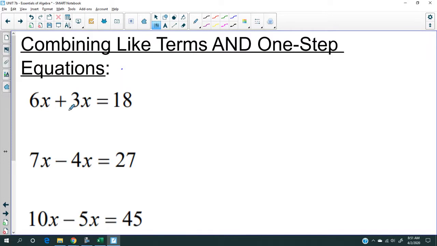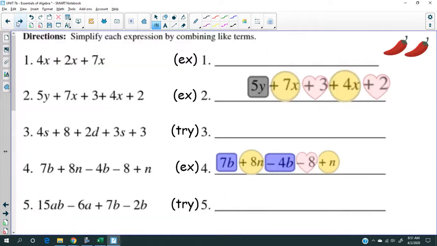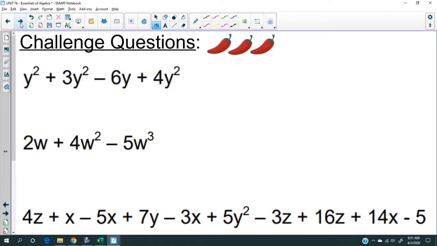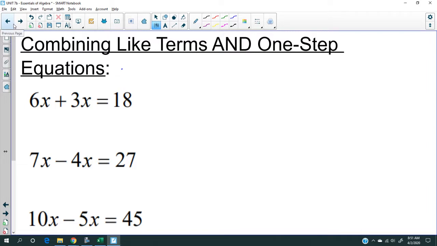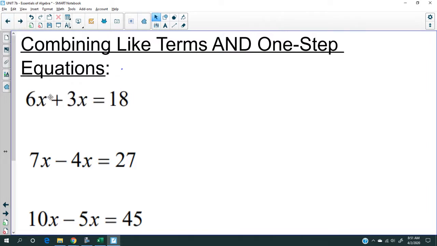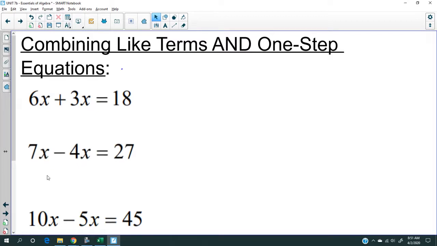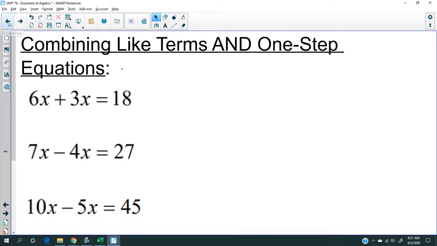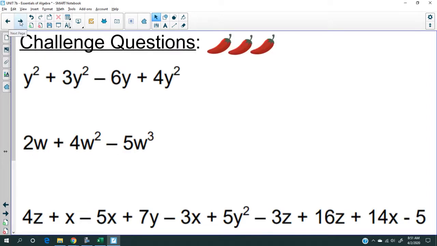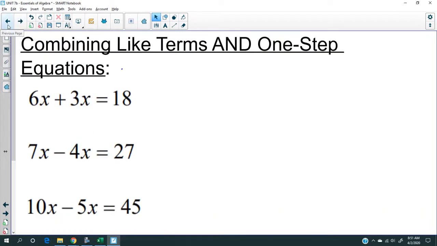Now, how are these three questions different from anything you've seen so far this week? Compare this with this. How are they different? Let me bring this up a little higher. Again, how does this compare to this? Yeah, there's an equal sign. So in other words, you're not just combining like terms anymore. There's an equation to solve. Let me show you. We'll do these three together and then that'll be it.